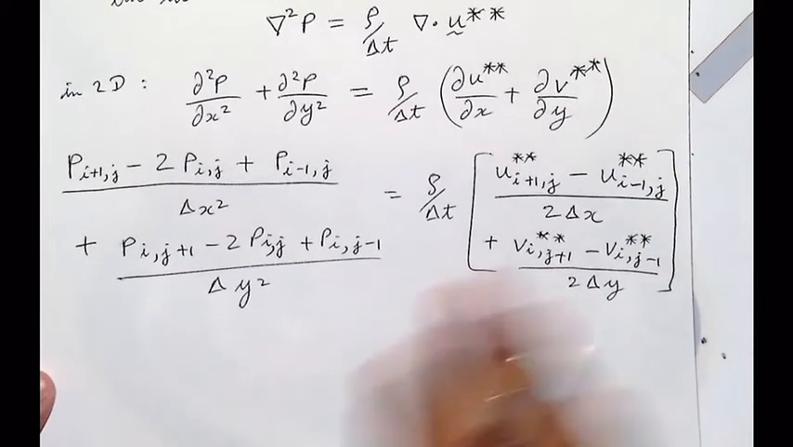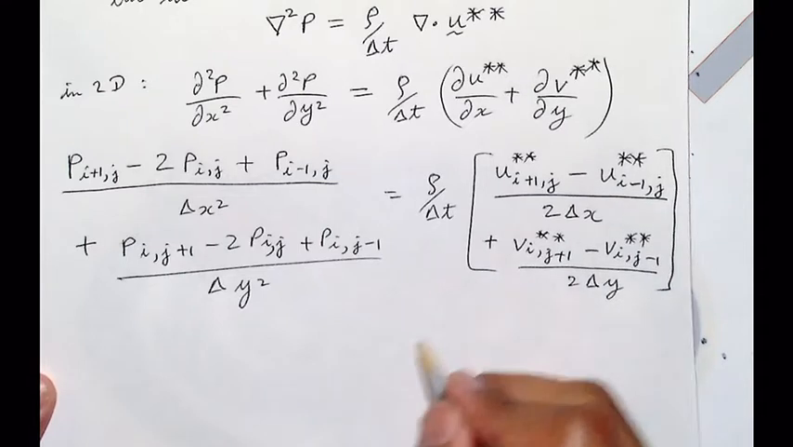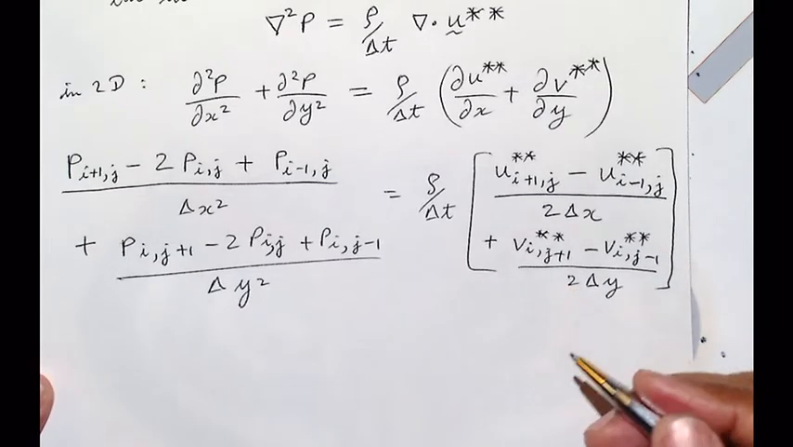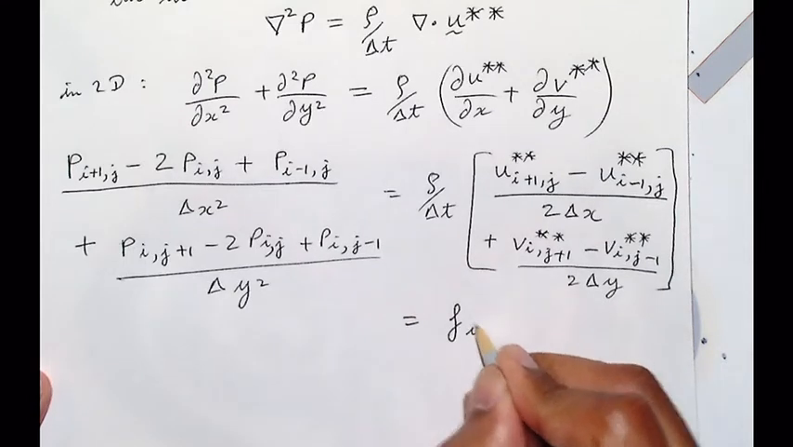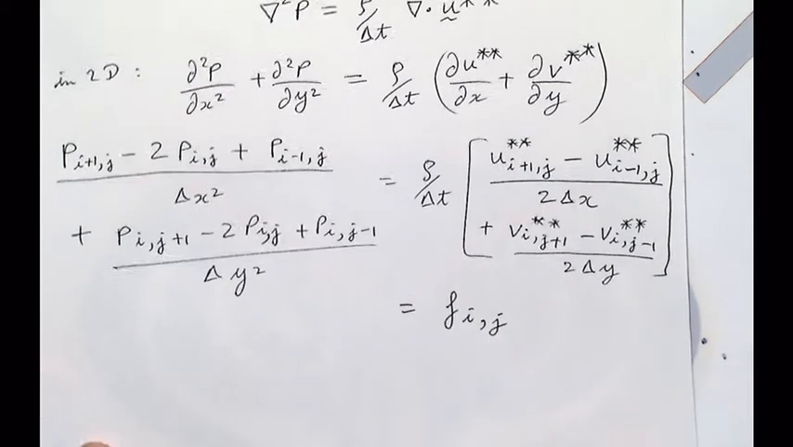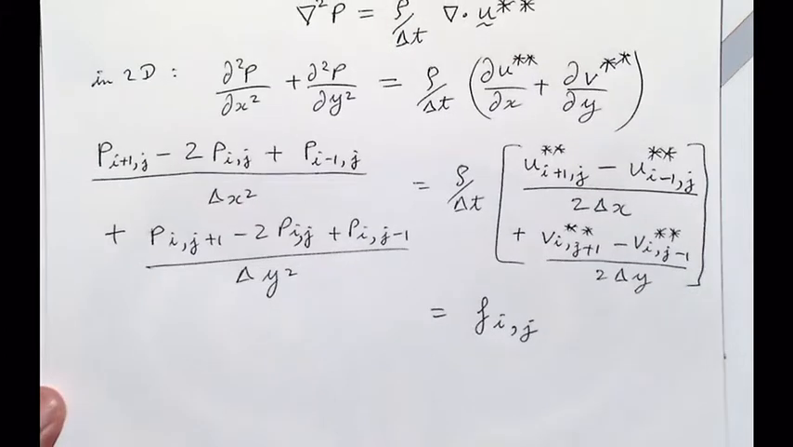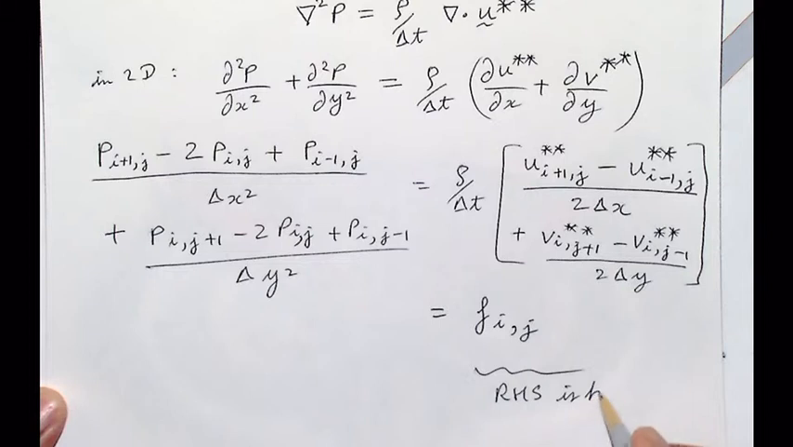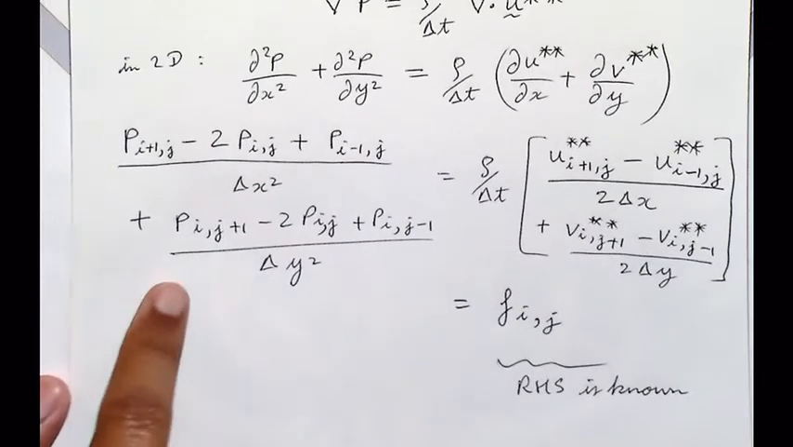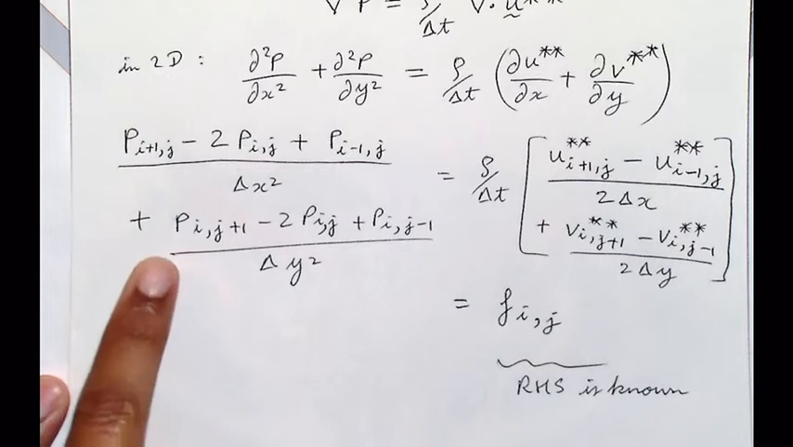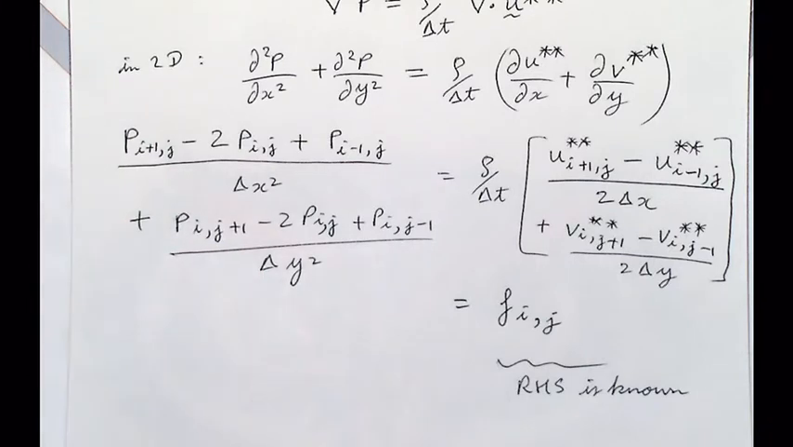Okay, all of the right hand side is known. Let me call this a, what should I call this? F of i, comma j. Right? Okay, so the right hand side is known. What is not known are these p values. The p_i, any of the p's on the left side, they're not known.